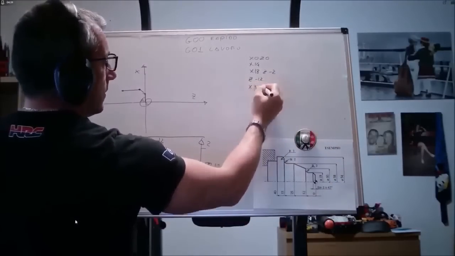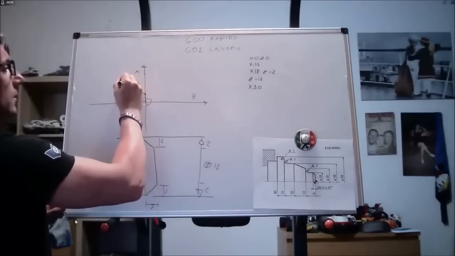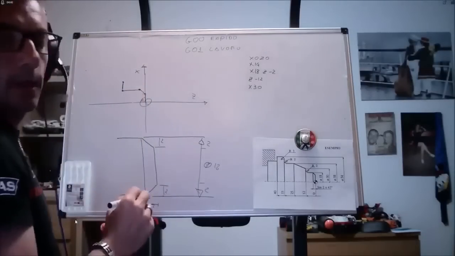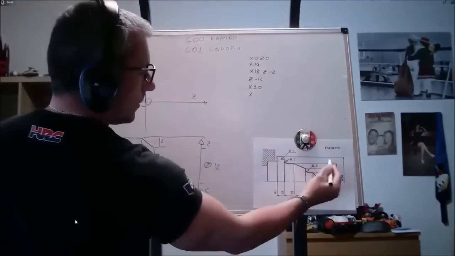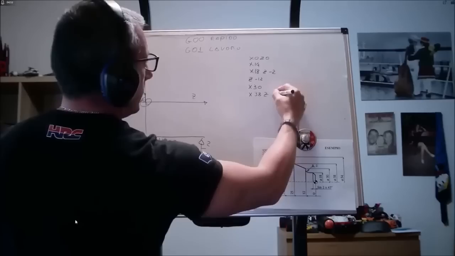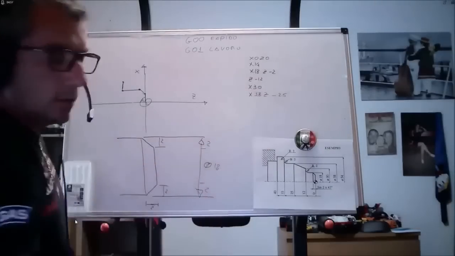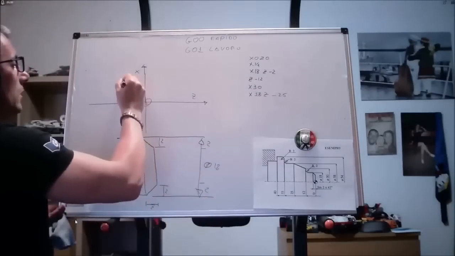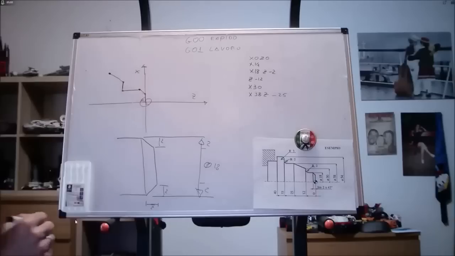From 18, I rise. Without putting any coordinate in z, it rises vertically. Now, 2 coordinates, so x38, z minus 25. Inverting the two values produces the same effect, so by putting in 2 coordinates, the machine moves obliquely.